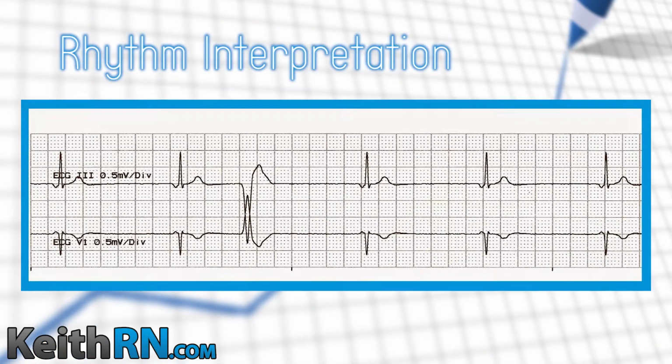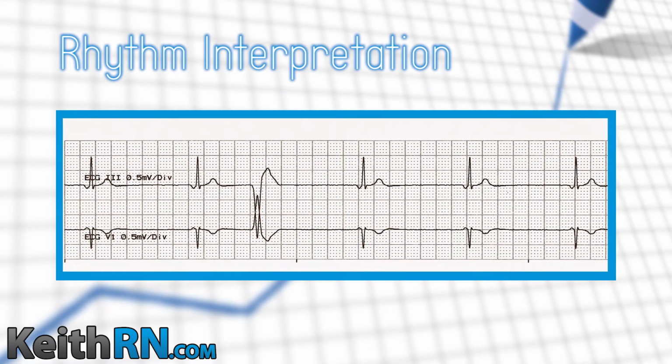Now we have a rhythm interpretation. Let's look at this rhythm. Again, it's sinus brady. We also have a PVC. Is that a problem? It could be. It could be reflecting electrolyte imbalances that we'll need to now get some labs that the doctor will soon order, and we'll be looking at that next.